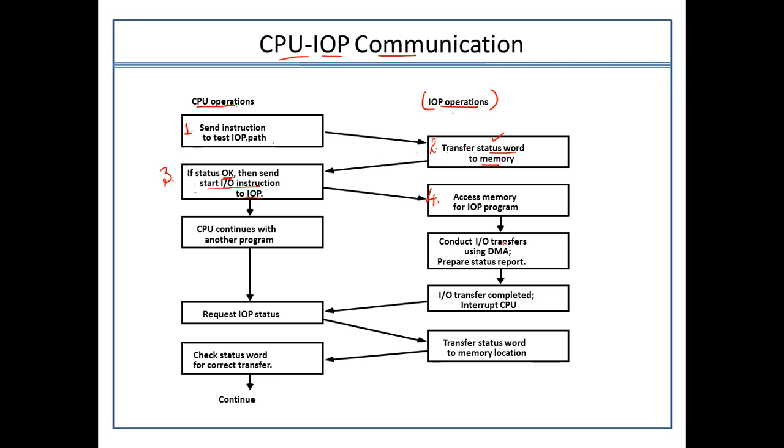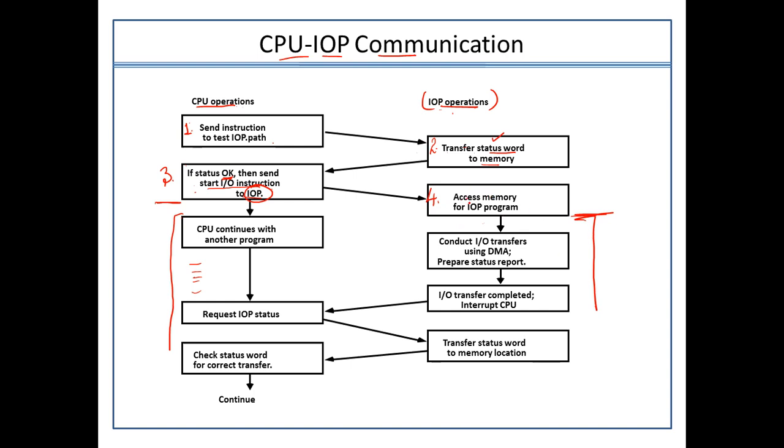So once it is done with this, what will happen now? At this particular stage, once the CPU has transferred the entire IO instruction to the IOP, now the CPU will continue with another program. The CPU will keep itself busy. The CPU will do its other chores, other works, and will continue with another program, and it will see there is a delay in between so that the IOP can perform the further task.